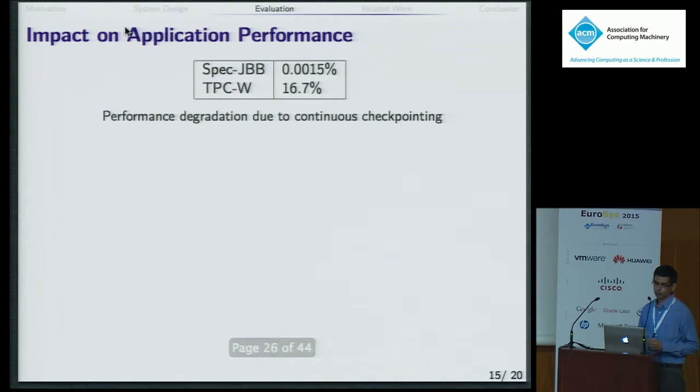So let us look at performance. The first thing we want to know is what is the performance impact of the continuous checkpointing required for the bounded time migration. We observe that this is heavily dependent on the application. For example, for SpecJBB, it is more or less negligible, whereas for TPC-W, which is highly interactive, it can go up to around 17%, which is noticeable but tolerable.